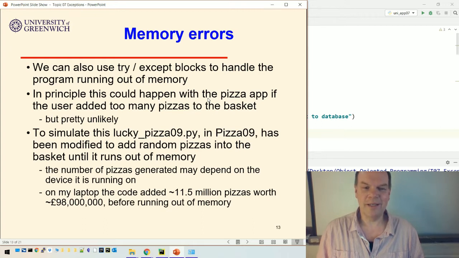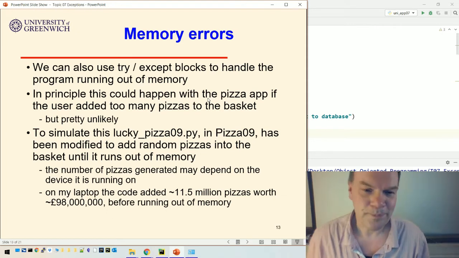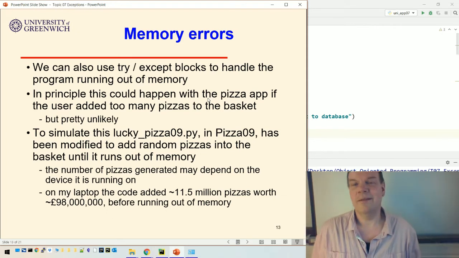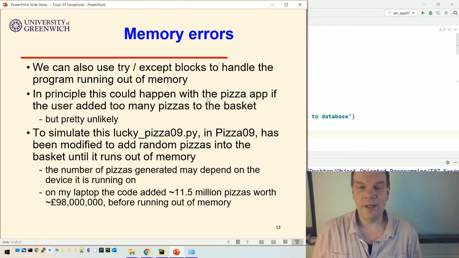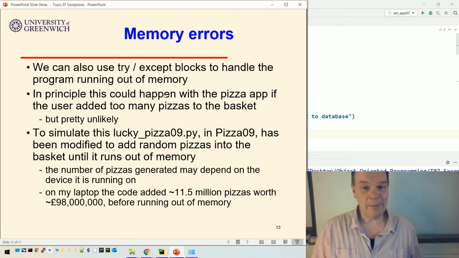What I'm going to do instead is use the Lucky Pizza app, which we saw at the beginning of the course, and that in one of the more recent versions was able to add a random number of pizzas to a basket. But if we just keep adding more and more pizzas, eventually it will run out of memory. So it's not a random number of pizzas. This just has a loop that will run infinitely until the basket fills up and the program runs out of memory. When that will happen depends on the computer you're running on.